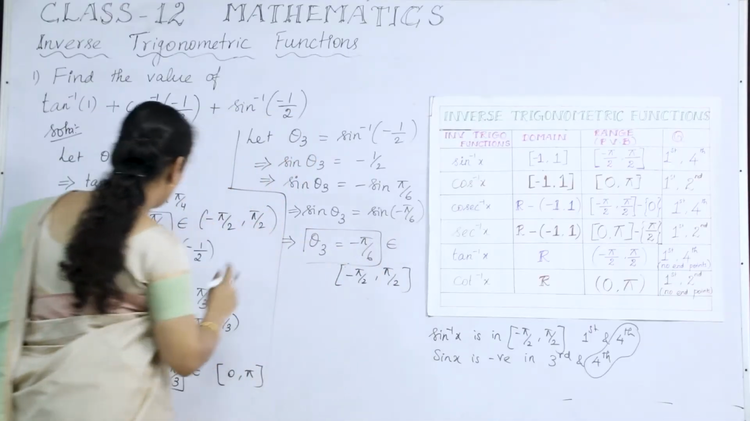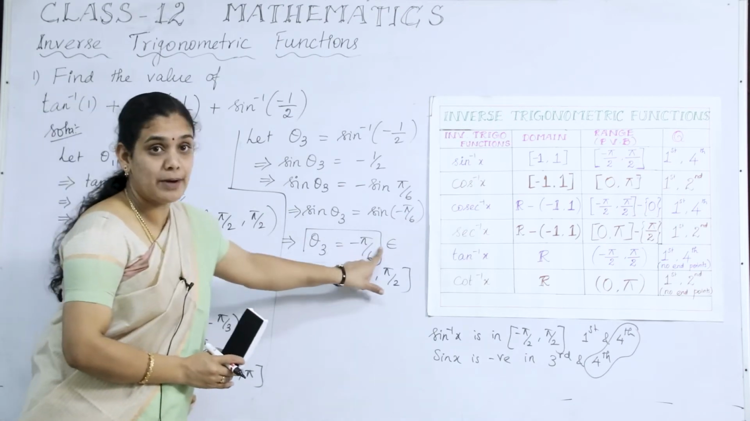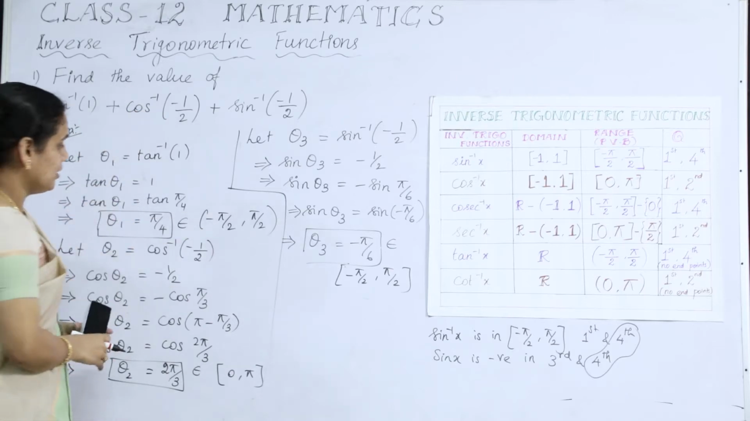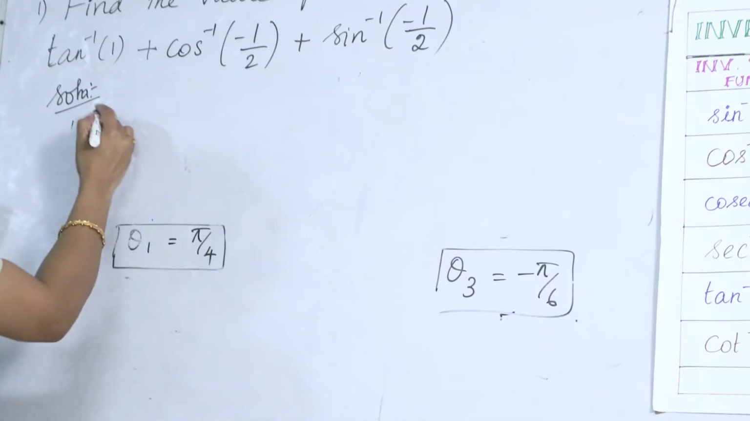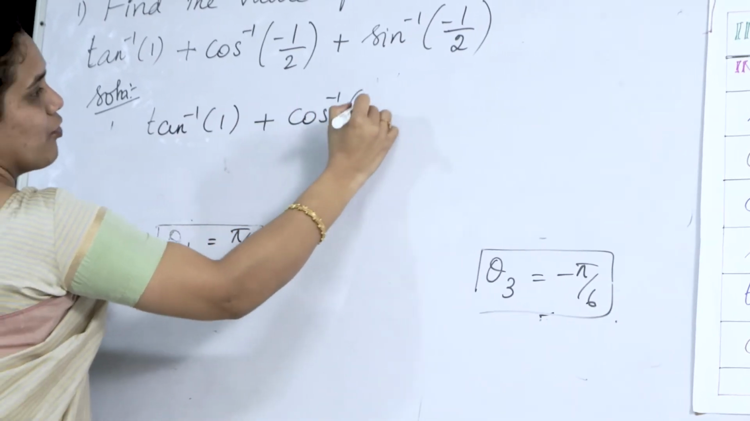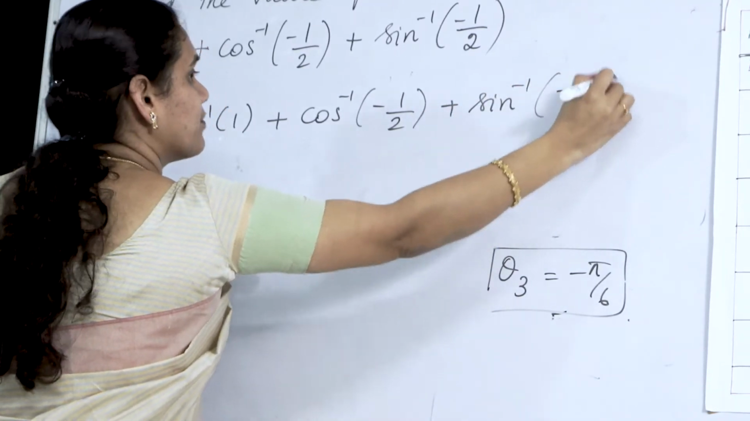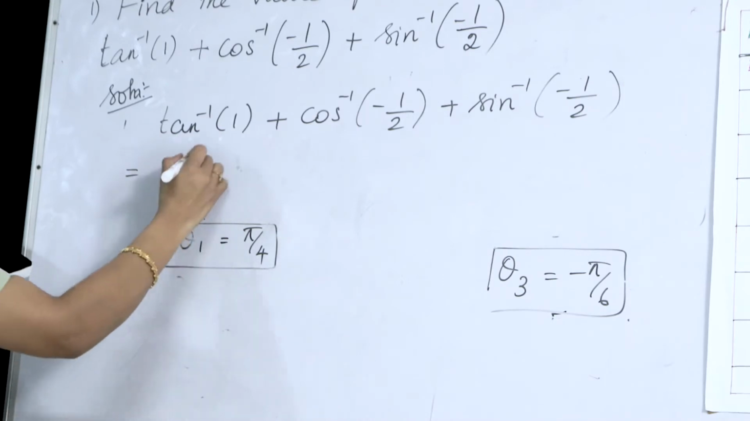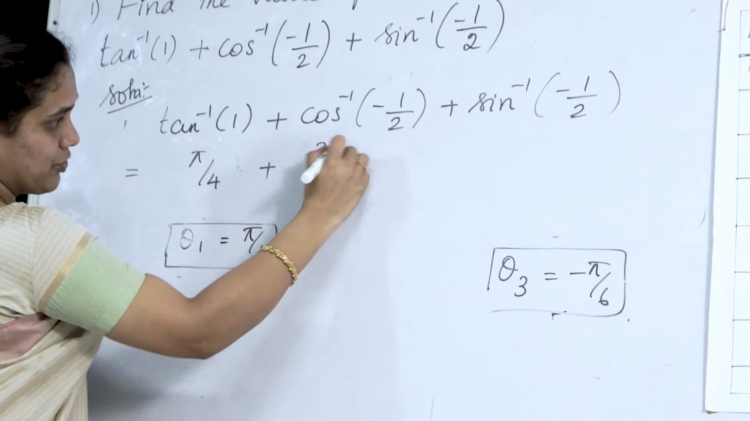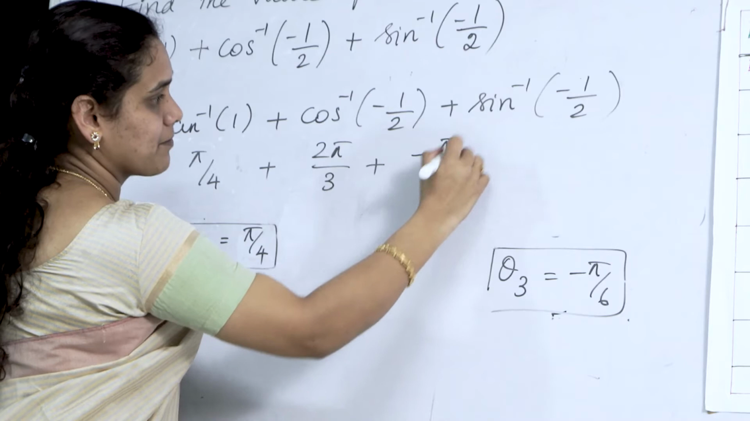So we got the three values. Theta 1 is pi by 4 and theta 2 is 2 pi by 3 and theta 3 is minus pi by 6. So we are going to substitute all these three values in the given question and simplify to get the desired answer. So the question is tan inverse of 1 plus cos inverse of minus 1 by 2 plus sine inverse of minus 1 by 2. Right? Tan inverse of 1 is pi by 4 plus cos inverse of minus 1 by 2 is 2 pi by 3 plus sine inverse of minus 1 by 2 is minus pi by 6.